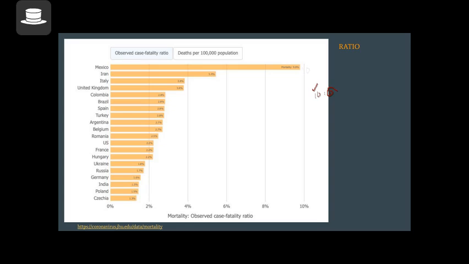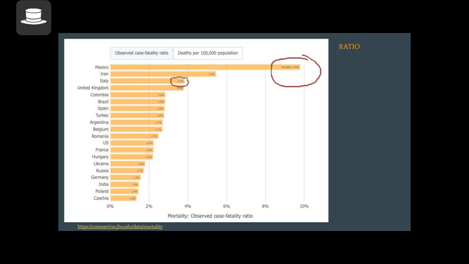Let's look at this one. Iran has an observed case fatality ratio of 5.4. What does it mean? Can you think? Well, for every 100 cases, 5.4 individuals are dying, right? Now, what about Italy? And you can see Mexico is the highest. The observed case fatality ratio is pretty high in Mexico.